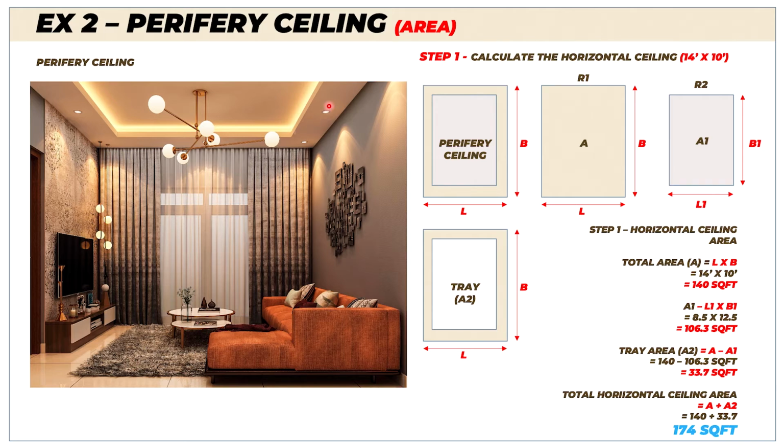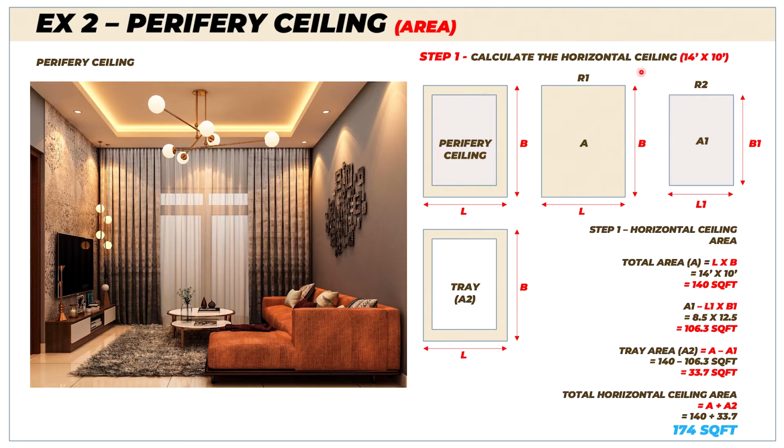Can you see the pointer? Wherever I am moving the laser pointer, this is where I am talking about. So this is your higher ceiling and this is your lower ceiling. Okay. So how do we calculate the area for this? So first step would be calculate the horizontal ceiling. So first we will calculate the area of this higher ceiling and the lower ceiling, the horizontal part.